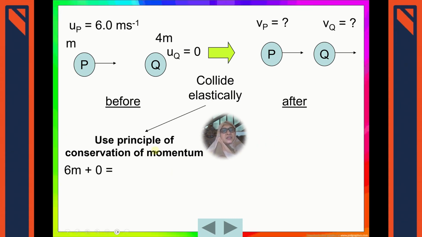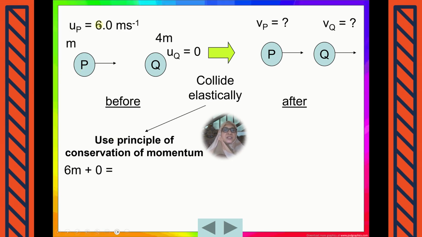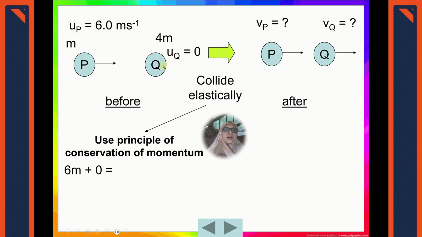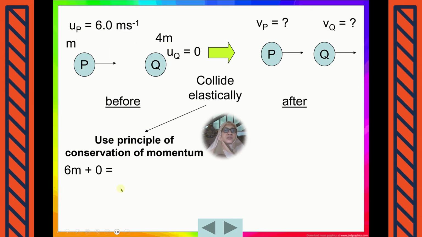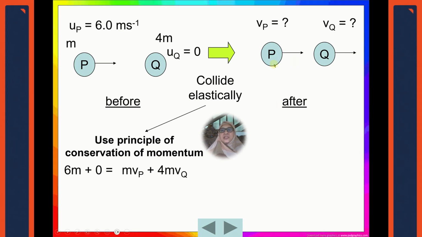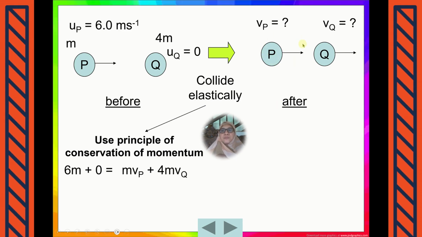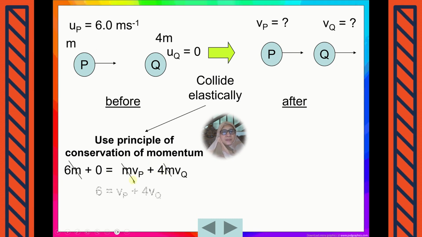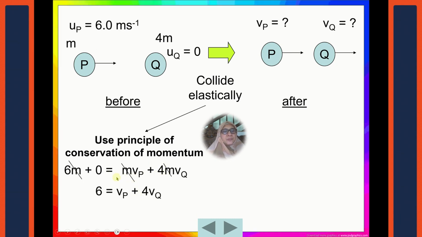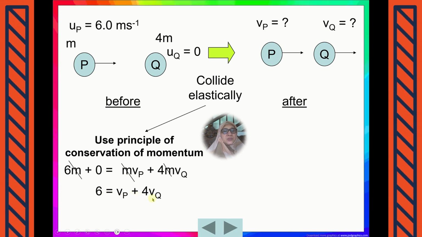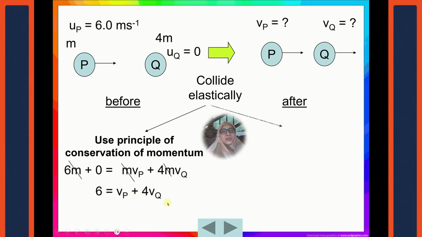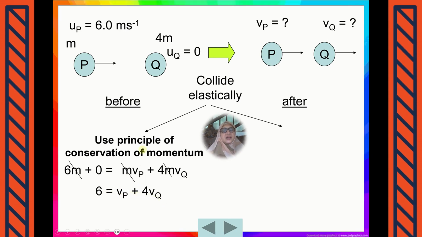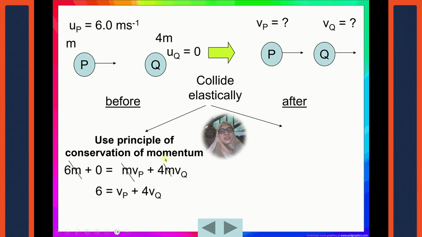Using the principle of conservation of momentum first, 6 times m plus 0, the momentum of Q being 0, equals, after collision, m Vp plus 4m Vq. We cancel out m and simplify the equation, and we get 6 equals Vp plus 4Vq. So this is equation 1, which we form from the principle of conservation of momentum.